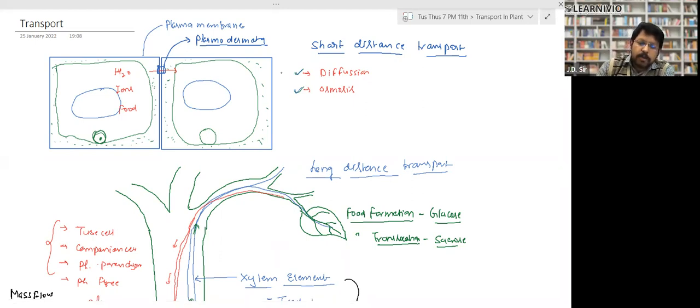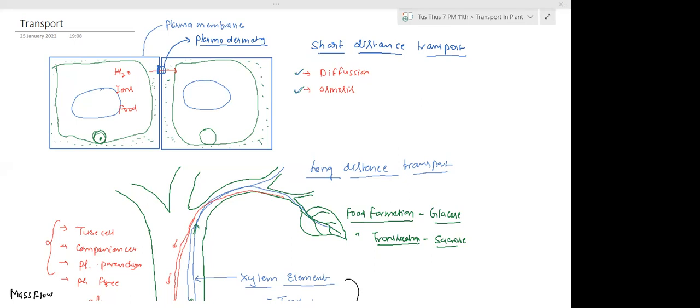Now, when we talk about translocation for the long distance, here we are talking about the diffusion process, right? Here we are talking about those plants where xylem and phloem-like structures are not formed. So the algae and the bryophyta do not have xylem and phloem kind of tissues. So transport in those lower plants takes place with the help of diffusion and osmosis, right?